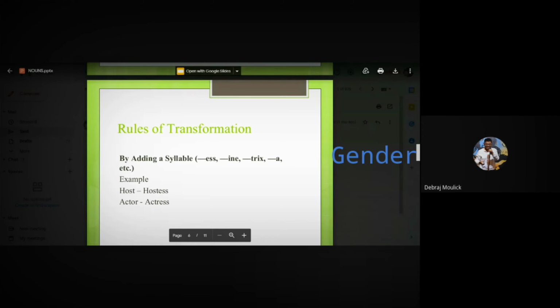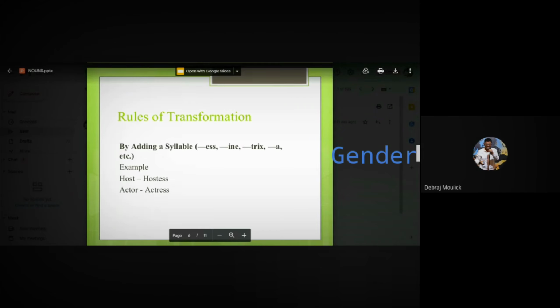Then e-double-s: actor is actress, host is hostess, murderer is murderess, waiter is waitress, emperor is empress, prince is princess. So that's really easy. These are the basic level. But yes, this lecture is for those people who don't remember, who need to revise, so those who have very limited materials, who didn't have the environment to read the rules of grammar. So this is your chance. Do it. Now we go to the next rule of transformation.